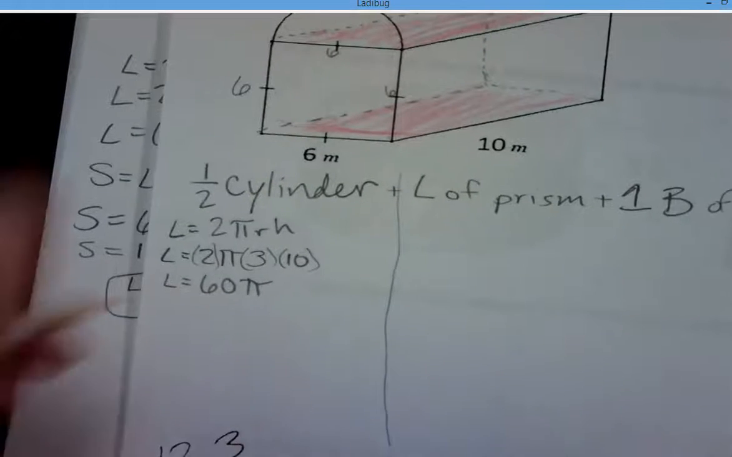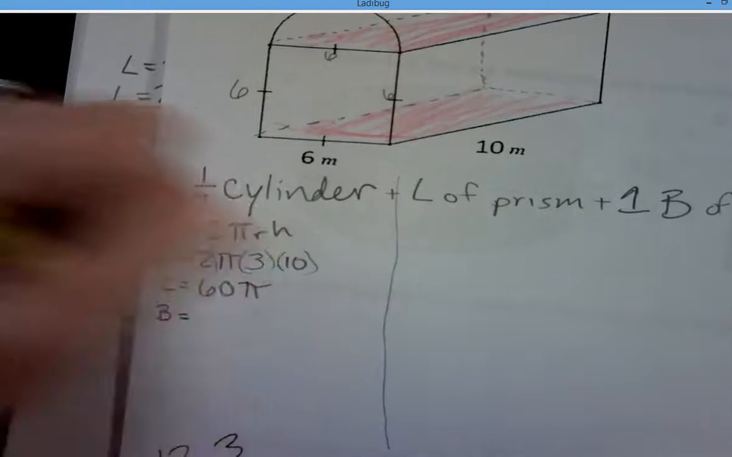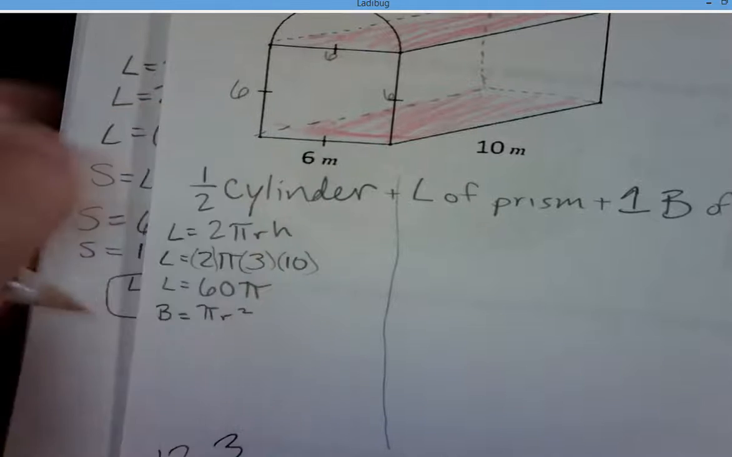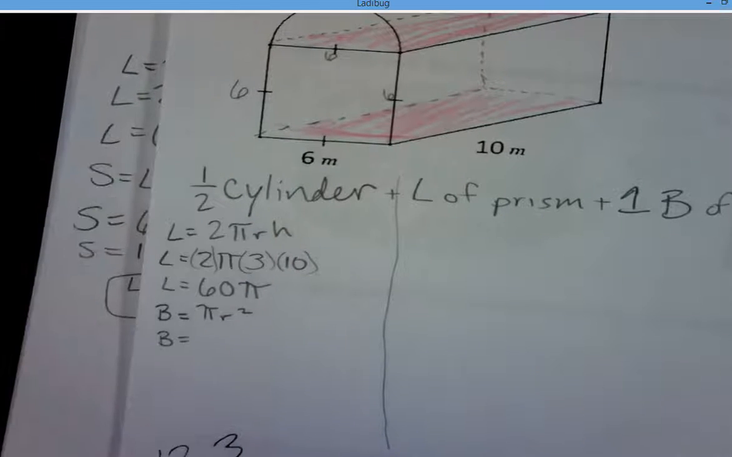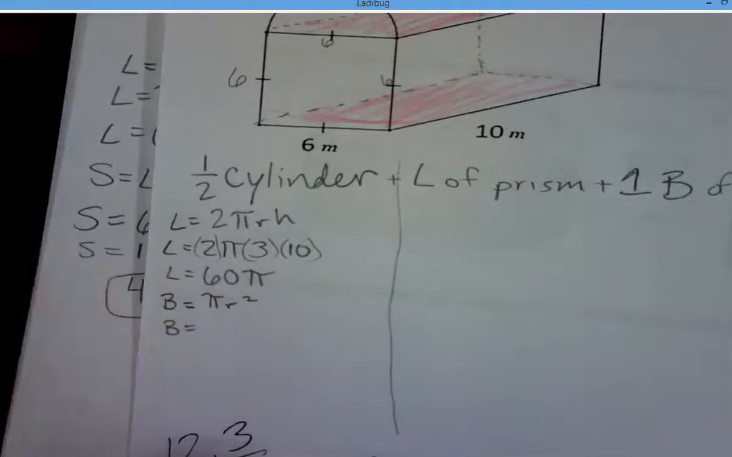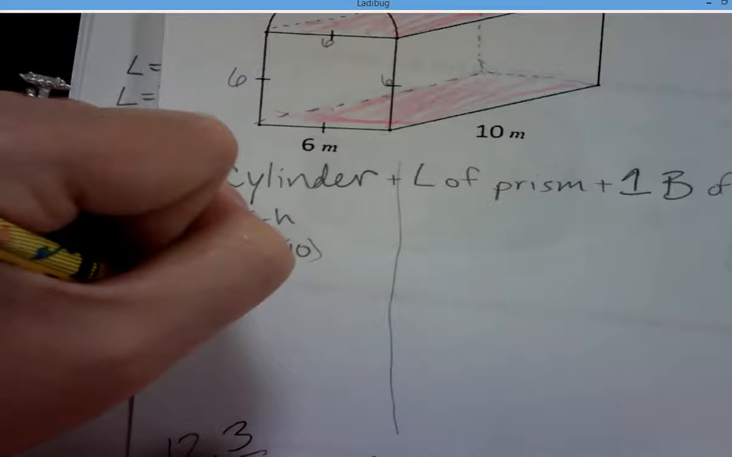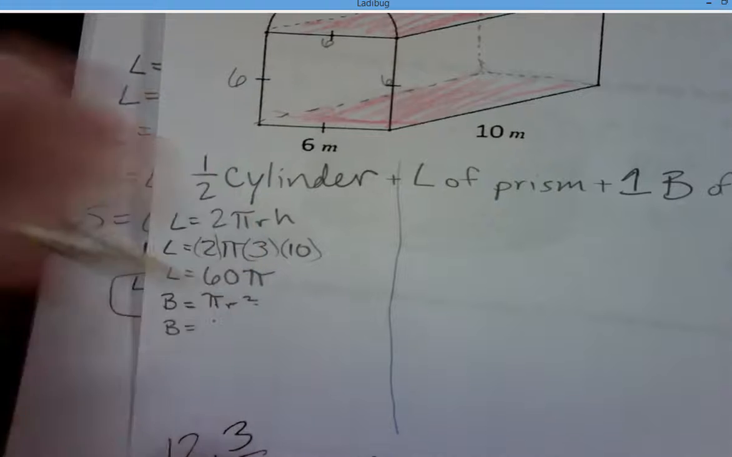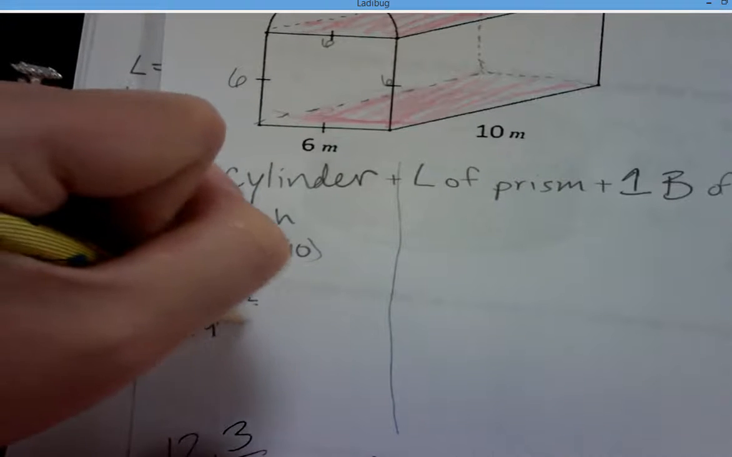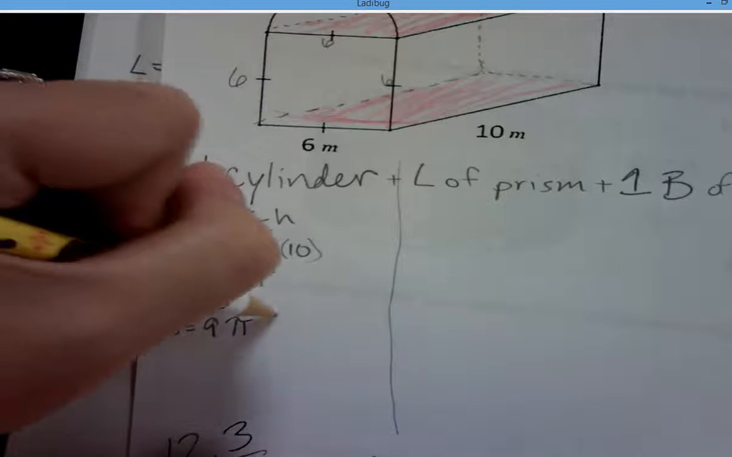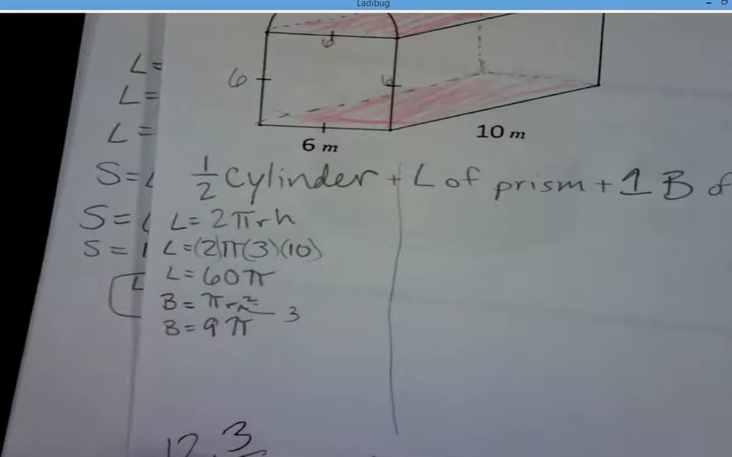Now we want to find our capital B, which is pi r squared. So our capital B is going to be 36 pi. No, sorry, I'm going crazy. It's going to be 9 pi, because our radius is 3.